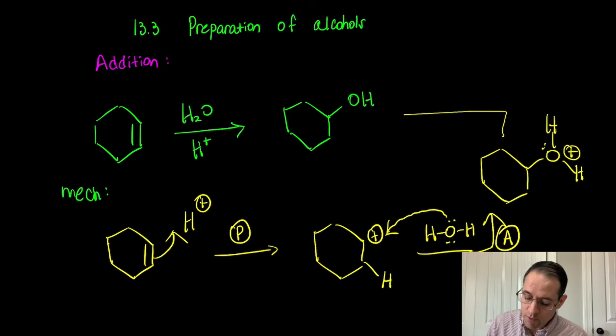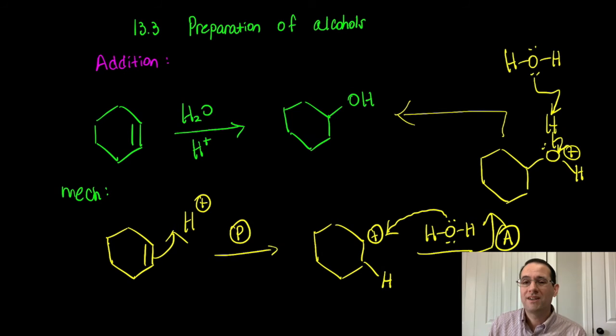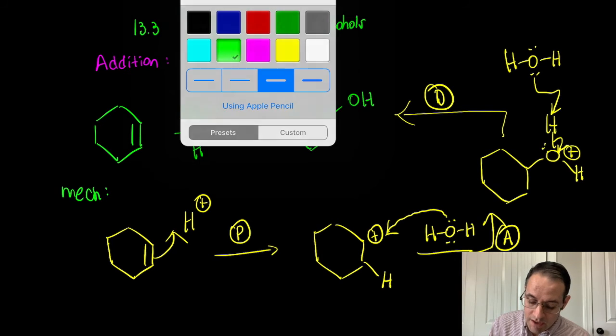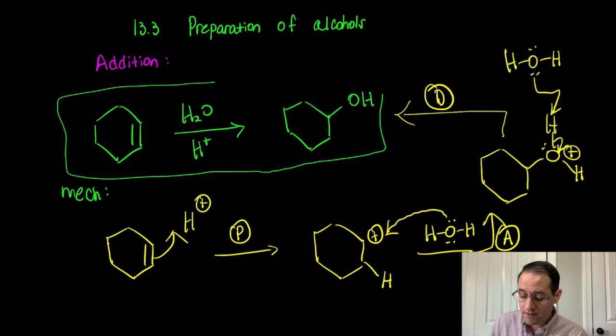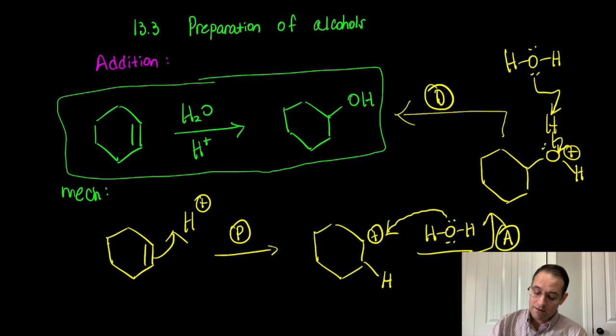In the third step, what we have is a deprotonation. So I'm going to use water that's present here in the chemical reaction mixture, okay? And I'm going to draw that arrow pointing to this H, and then these bonding electrons pointing to the positive oxygen. And that's called deprotonation, okay? So in green here, we have an alkene reacting with water and acid catalyst to give you an alcohol, and the mechanism is PAD. Okay, PAD, if you want to use those abbreviations.